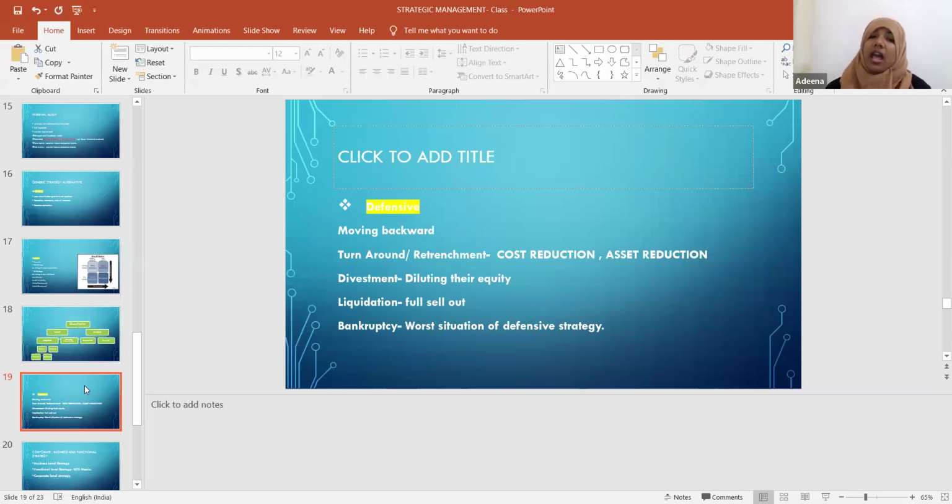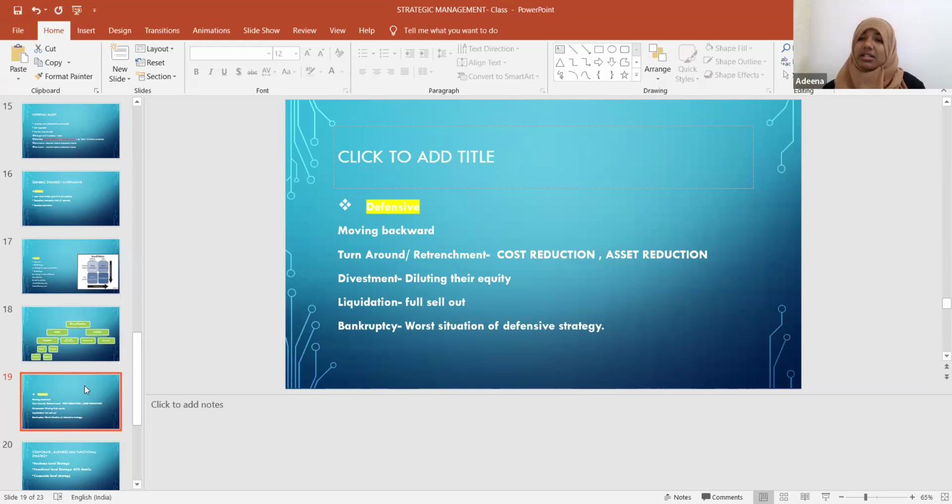And after turnaround or retrenchment, and even after disinvestment, if the organization couldn't survive, liquidation happens. That is, they go for liquidity. They will sell out the organization itself. That means the third survival strategy where the organization sells it out properly so that at least they will try to have some liquidity. So with that money, they could at least start a new business with a smaller business. But even that falls out. The last strategy, that is the worst of the defensive strategies, is bankruptcy. They declare themselves bankrupt and they vanish from the industry.